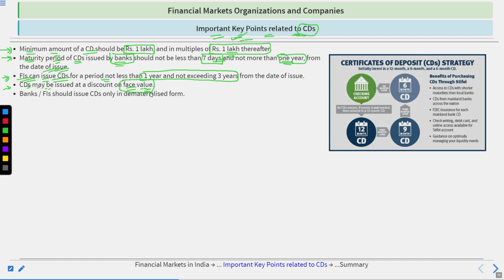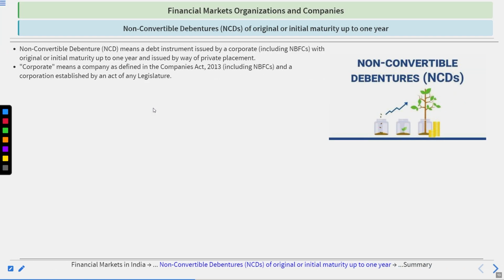In return, after the maturity period, when that particular organization repurchases the certificate of deposit, they will give you the entire amount of 10 lakh rupees. So the 1 lakh less which you had paid will be your discounted price. The banks and financial institutions should issue CDs only in dematerialized form, not against any security.